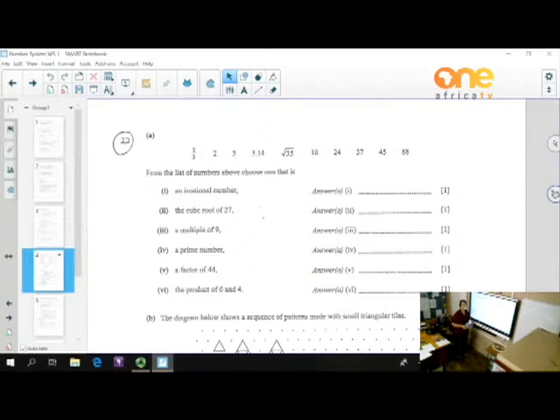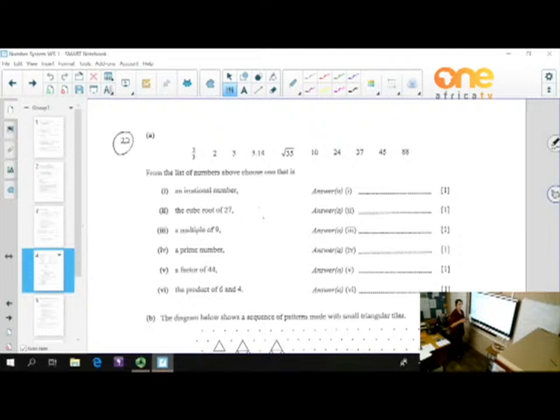Right, grade 12s. We continue then with the workshop questions on number system. We're starting on page 4 with question 22. Question 22. And this is a very nice question to understand the number system, where they fit in. So they provide you with a list, and then from the list of numbers above, choose one that is irrational.